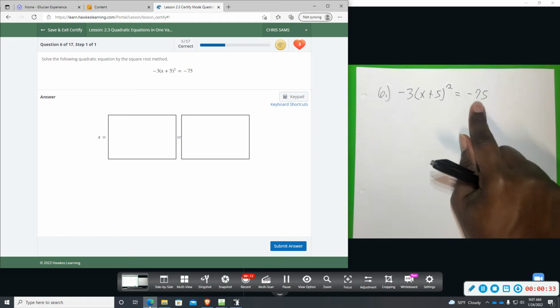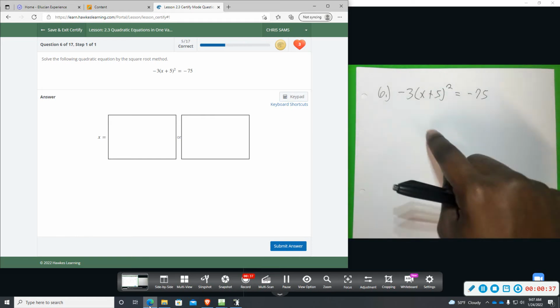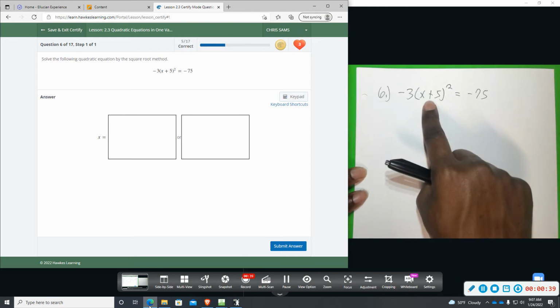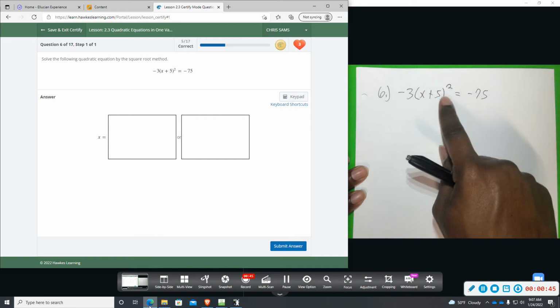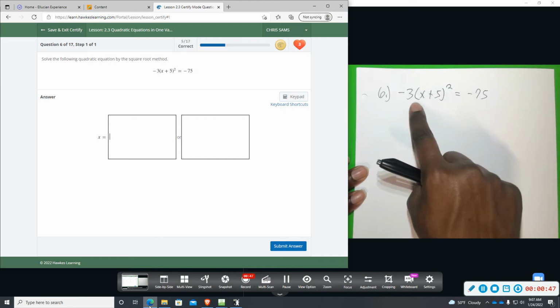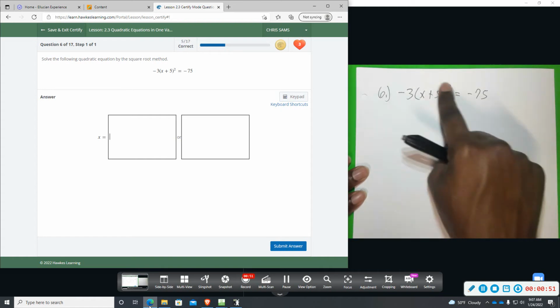So on the previous problem, I didn't do it because you have to factor anyway and then go through this process. And I want you to see quadratic formula because that one works every time. And this square root method only works when it's kind of like set up in the square root. So the first thing we need to do is isolate, get the square root term by itself.